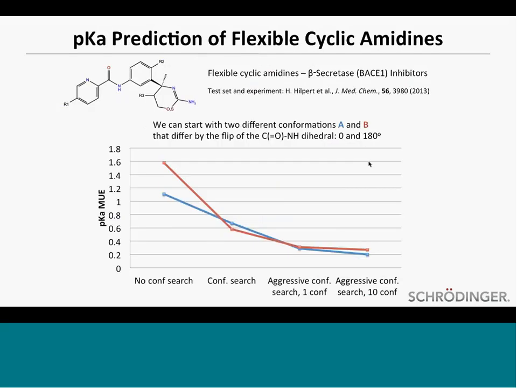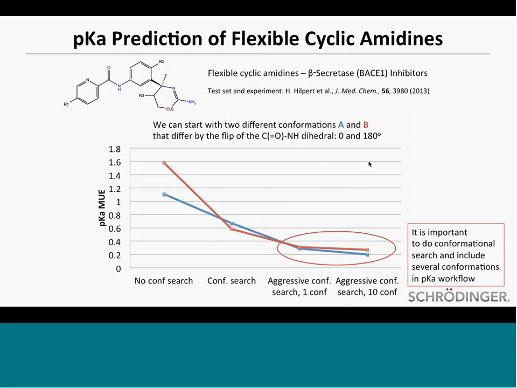The other thing to consider is that this is extremely sensitive to conformation. So I'm showing you on the y-axis the mean unsigned error of the pKa calculation versus experiment, and then on the x-axis the various methods that were used. If you just draw in your molecule using two different starting conformations, you will get wildly different answers. However, going along the x-axis towards the right, you can see that as we do greater and greater amounts of conformational searching and take more conformations forward to our calculation, the error in the calculation starts to go down. So it is important to do conformational searches and include several conformations in your pKa workflow.